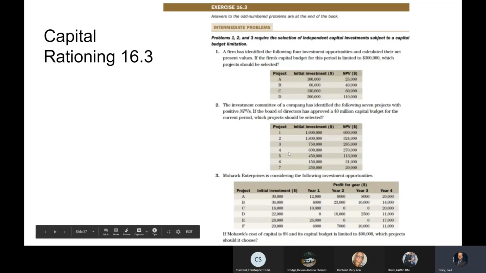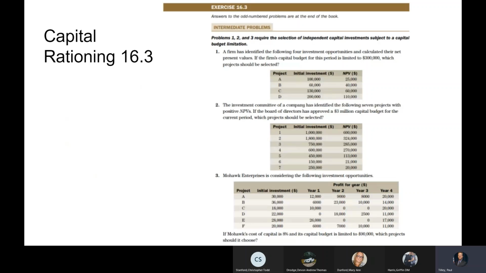The investment committee for a company has identified the following 7 projects with positive net present values. Obviously, you're not going to pick a project that has a negative net present value. Why would you bother? It loses money. So the board of directors has approved a $3 million capital budget, so there's our budget, and each of the projects has a certain initial investment, 1 million, 1.8 million, and so on. So we're asking ourselves which is the most efficient project.